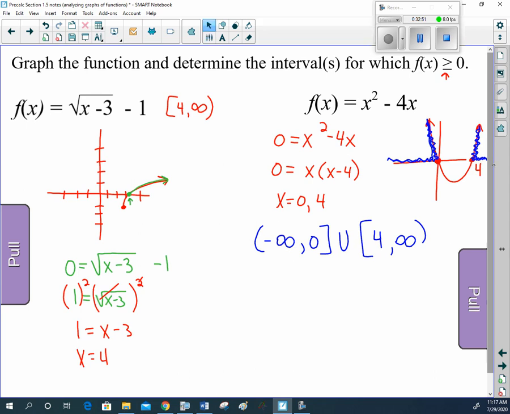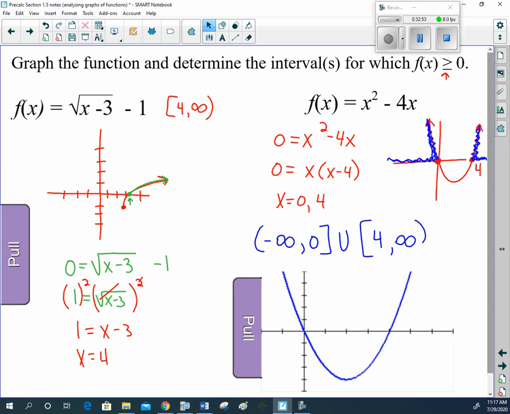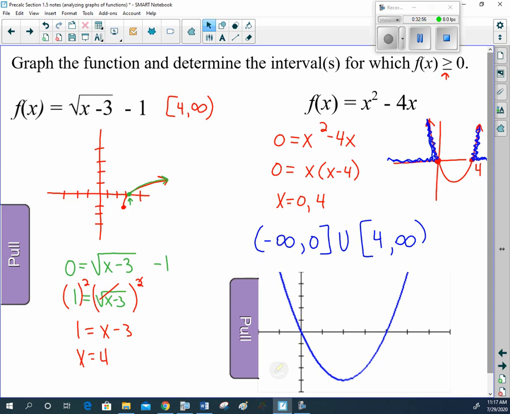So I had graphs here that you could look at. Greater than or equal to 0 is this part of the graph right here and this part of the graph right here. But what you're interested in is the x's that go with it. So you need all of these x's that go with that part of the graph. You're interested in this.